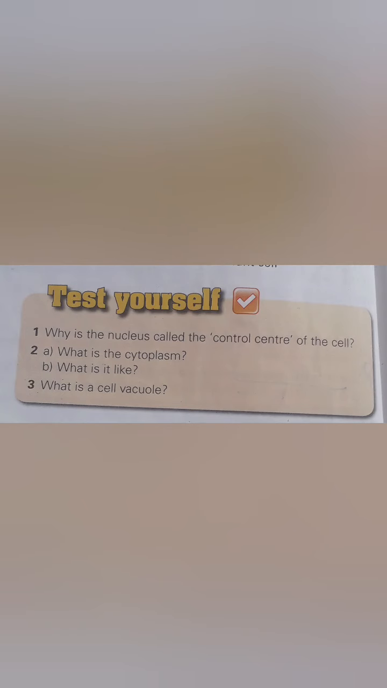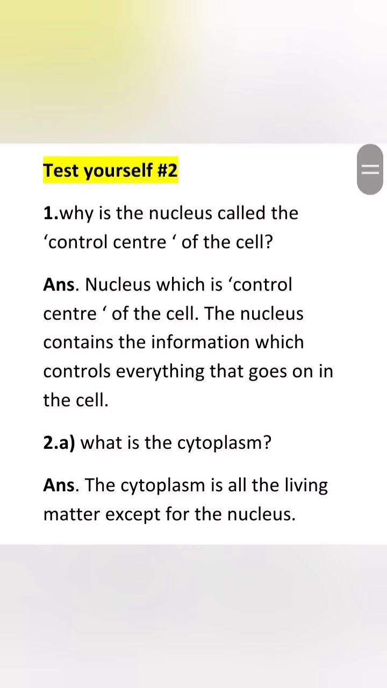Now we are going to cover Test Yourself number 2 of chapter number 2 on page number 20. So let's start. Question number 1 is, why is the nucleus called the control center of the cell? The answer is, the nucleus is the control center of the cell. The nucleus contains the information which controls everything that goes on in the cell.